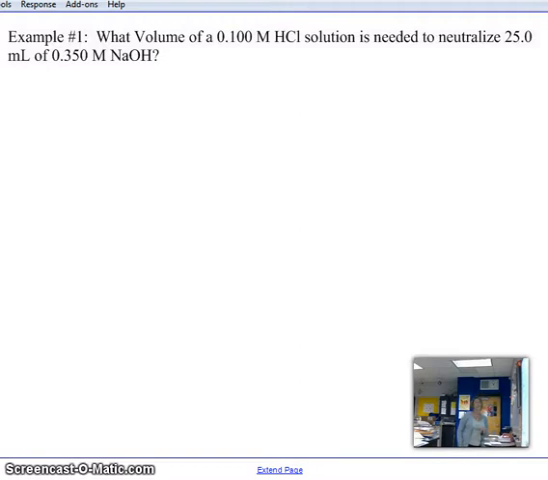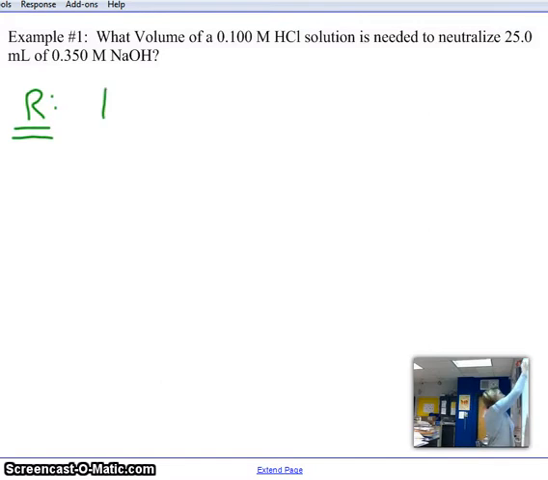So, really straightforward example. What volume of 0.1 molar HCl is needed to neutralize 25 mL of 0.35 molar NaOH? So, where do you start? Is a reaction going to happen, and what is it going to be? You start with your reaction, right? That's always the first place you start, is with your reaction.